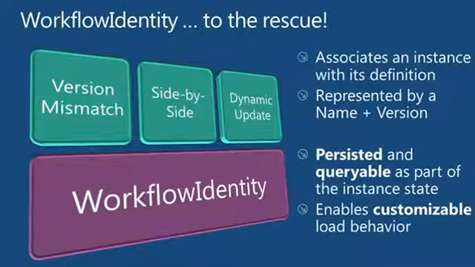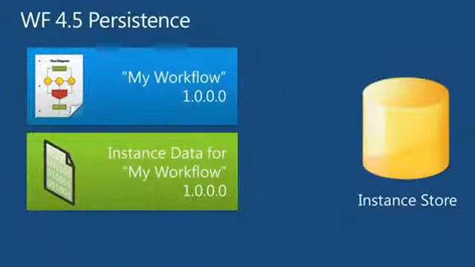And so this workflow identity concept is really a core concept that we've introduced that allows you to implement all of these different scenarios. And I'm going to show you how we've implemented some of these on top of the hosts that we provide out of the box. So with version 4.5 persistence, again, you've got this concept of workflow identity. So you've got an instance, you've got a workflow for 1.0, you've got an instance of the 1.0 workflow.